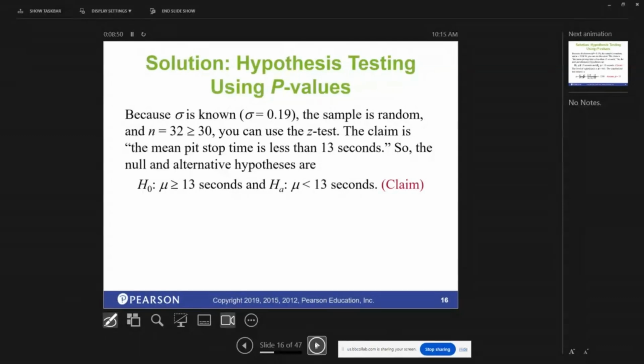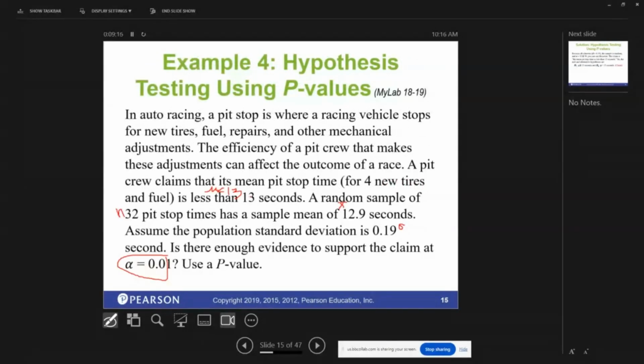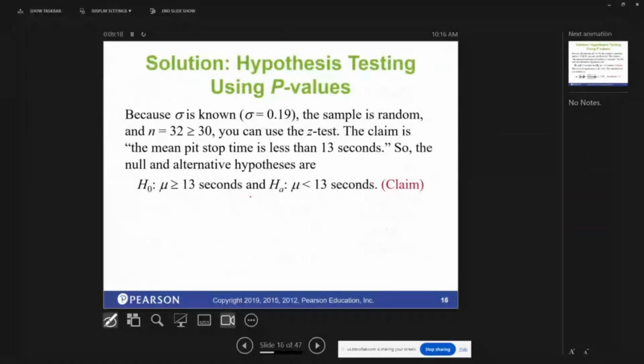Okay, it did tell me that the sample is random, and our N value is more than 30 anyway, so we know we can use the Z-test. We want to name our H sub O and H sub A, and most of these problems do it step-by-step for you. So the first thing would be to pick the H sub O and H sub A. We had back here that our mean was less than 13, so that's going to be my H sub A, leaving H sub O to be the complement: the mean is greater than or equal to 13.